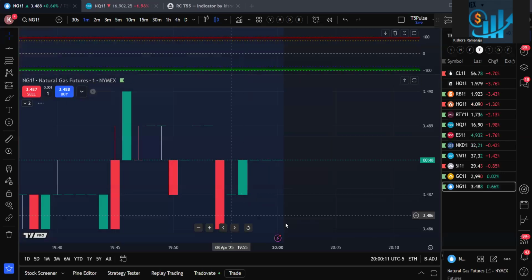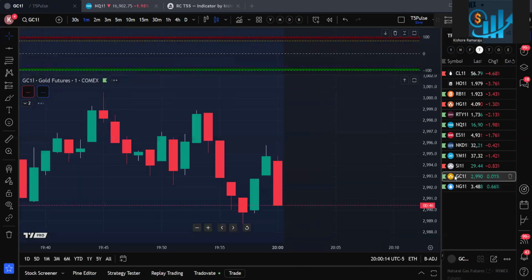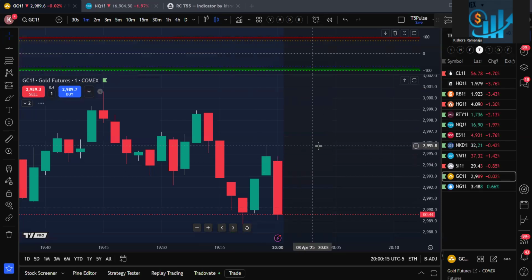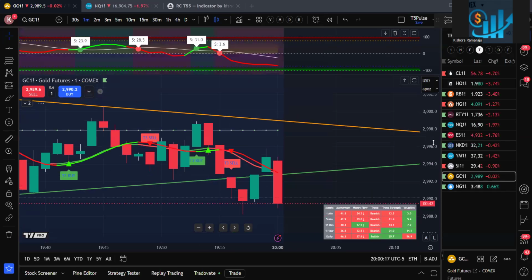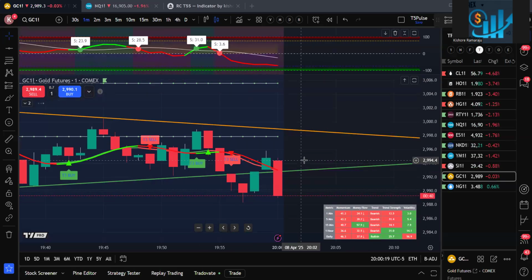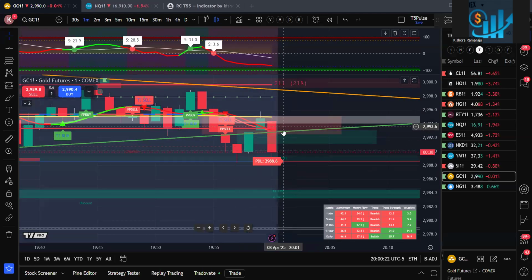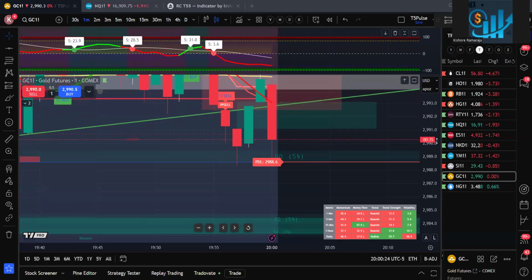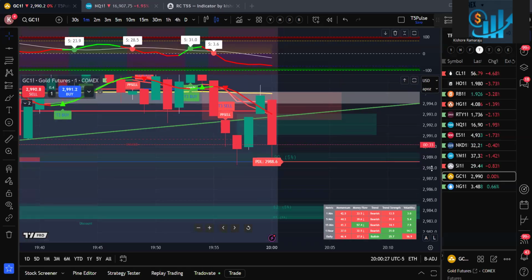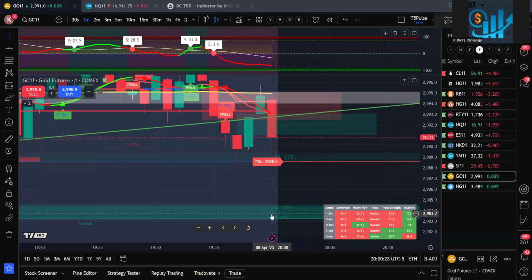Natural gas is looking a little bullish, but even gold is also looking bearish. Expected that gold might be bullish, but no, GC is looking bearish. If it breaks this, then it will go all the way here.